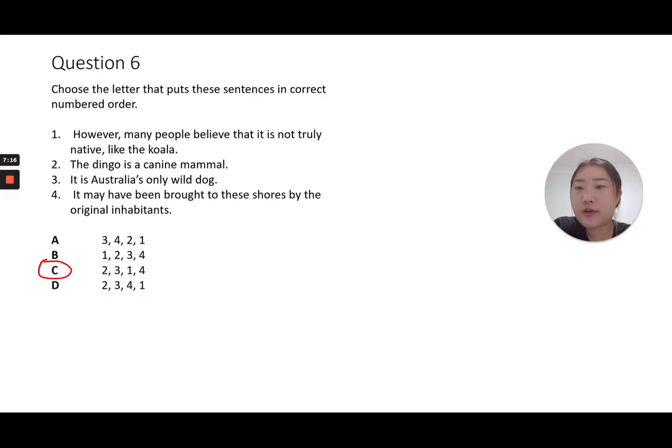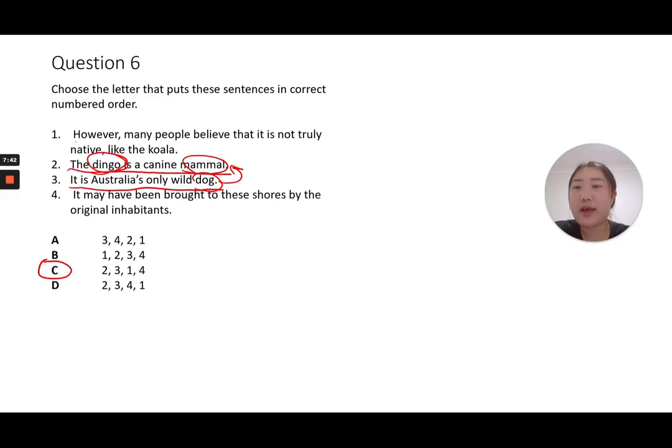The first thing we introduce is the dingo. We have given the name of the species. We have specifically stated that, and we want to do that in the first sentence. The dingo is a canine mammal. Okay, so that's a broad description. Now we're going to go into details. It is Australia's only wild dog. Why is that good? Mammal and dog are linked. We're getting more specific as the sentences progress.